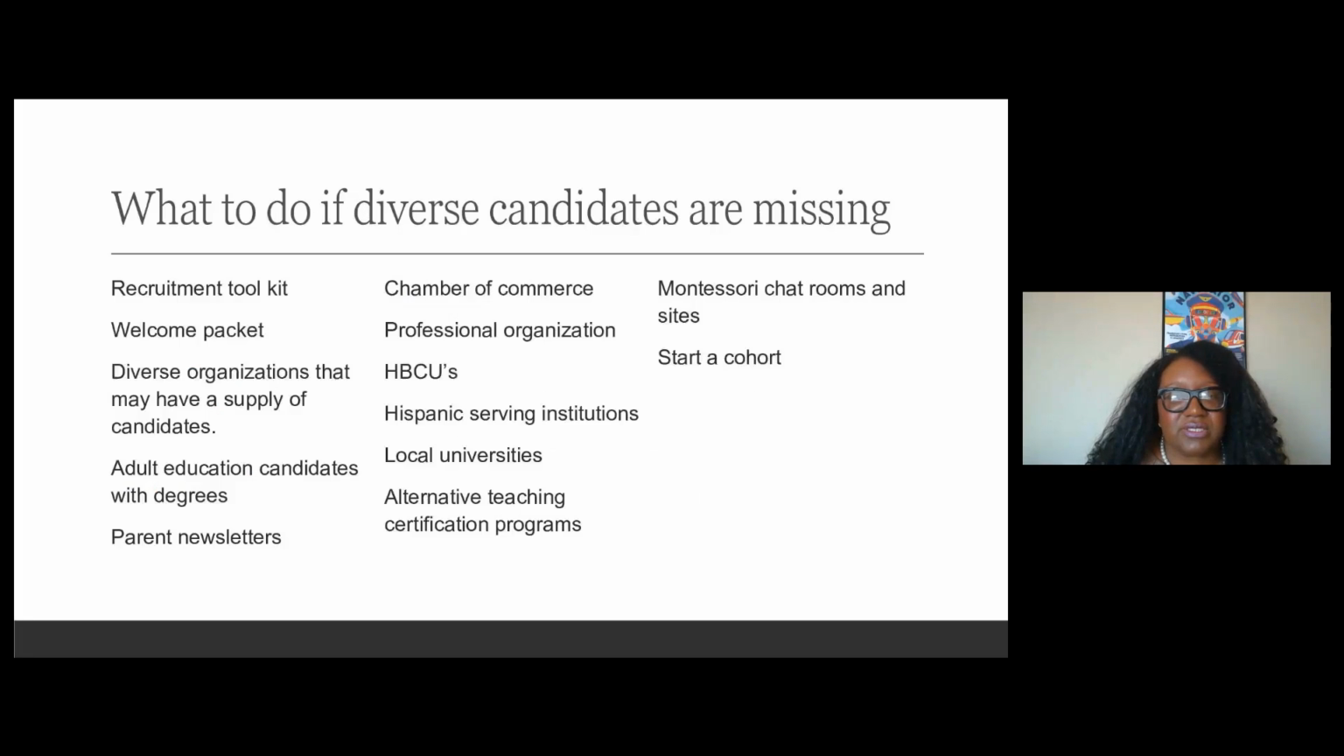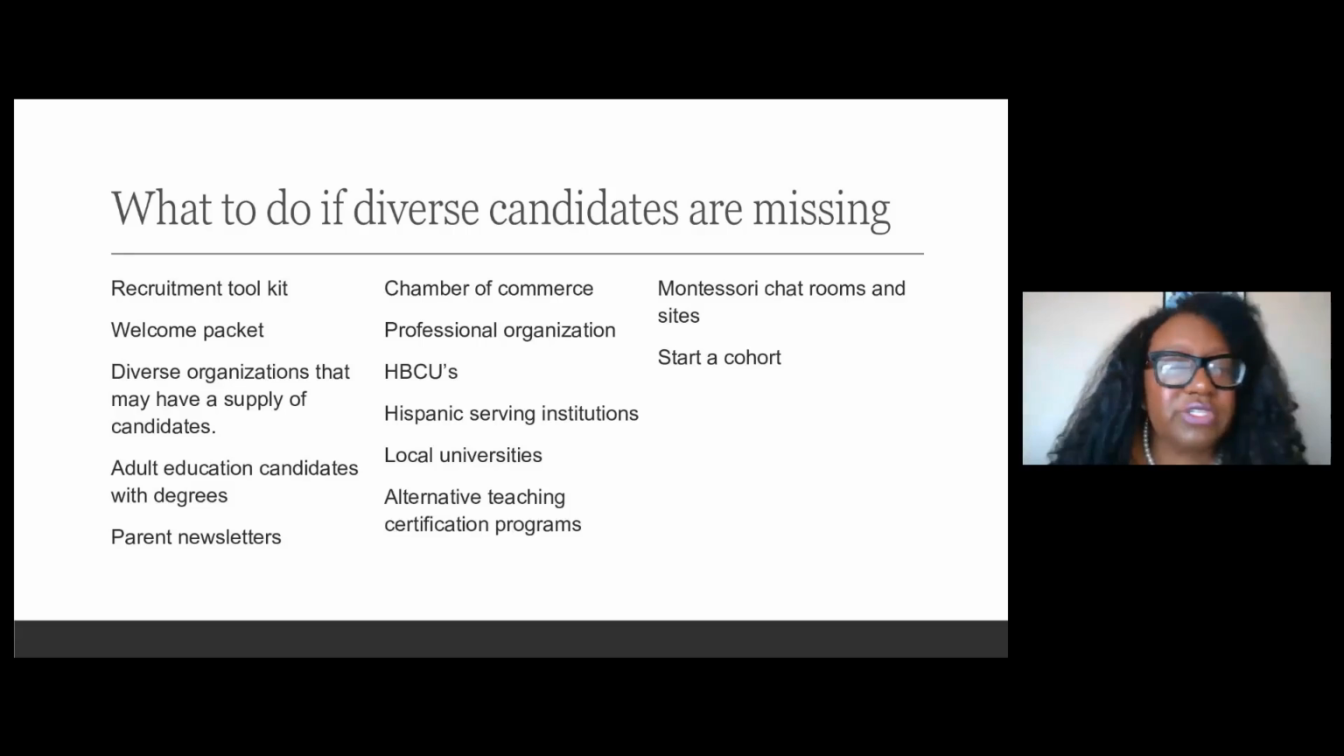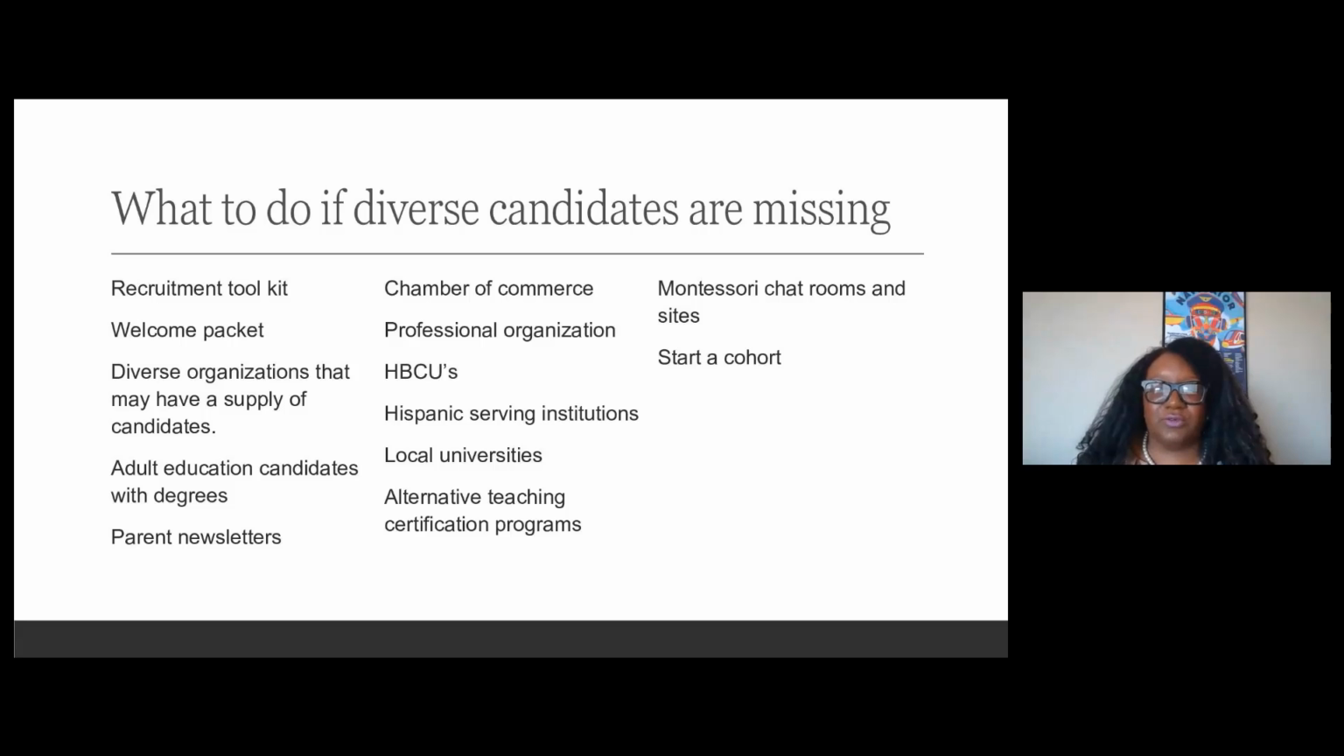This is from process. Okay, so let's move on to what to do if diverse candidates are missing. So now you've done your equitable hiring processes, they are all in place. You've been a project managing superstar. And so you've got your project charter and your business cases and your policies that were formally adopted. Now you've broken down those policies into processes and procedures. You've trained your hiring managers. They understand what's expected of them.